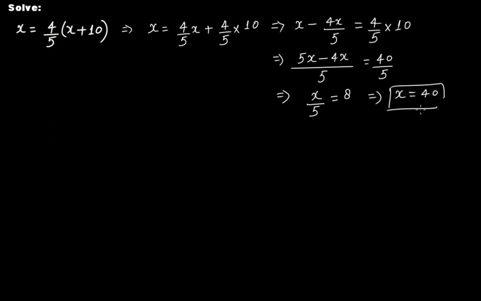If you want to cross check it, simply put the values here. So this side comes as 40, okay? If you solve here, this is 4 by 5 times 40 plus 10 is 50, and this becomes 10 times 4 is 40, right? Same thing.